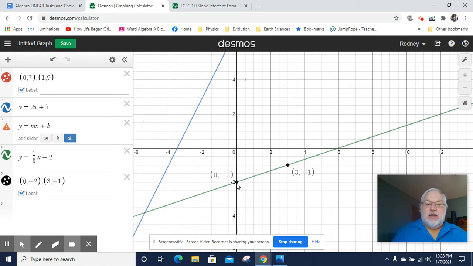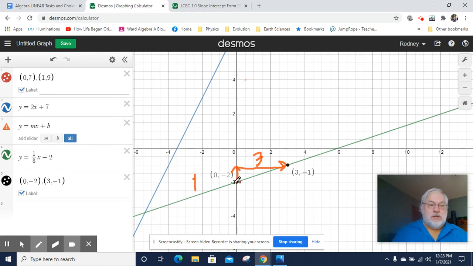So the line goes through (0, -2). That's the y-intercept for it. Look, there it is. There's the y-intercept for it. And it has a slope of 1/3. So we go up 1 and over 3. Okay, I'll draw that. So we go up 1 from -2. That's the vertical change. And over 3 for the horizontal change. So up 1, and over 3.